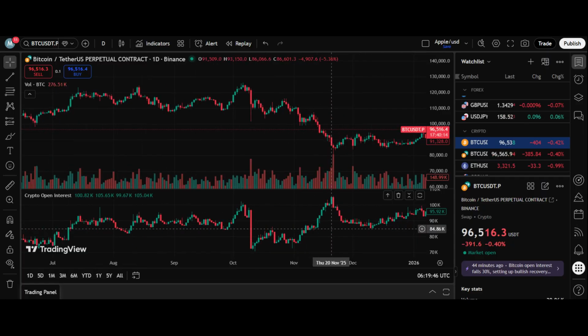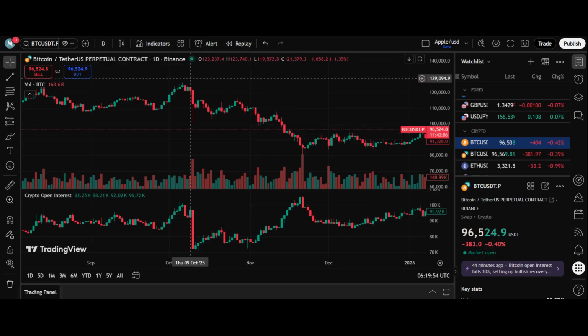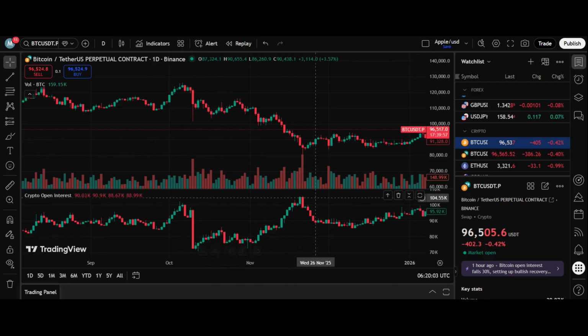Now, let me quickly explain what open interest actually is and why it matters. Open interest represents the total number of outstanding or open derivative contracts, such as futures or perpetuals, that have not been settled or closed. When open interest is rising, it means new money is flowing into the market and new positions are being opened, which often indicates strong conviction in the current trend.